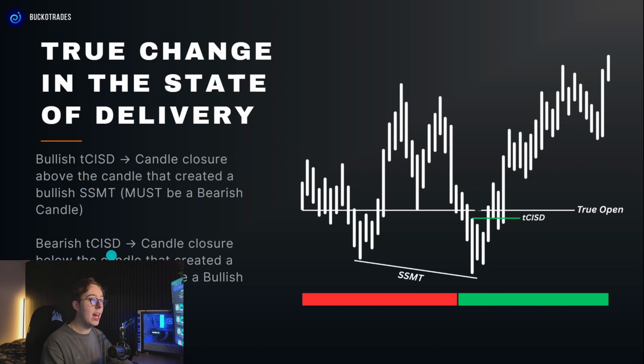And then in the case of a bearish tCISD, a candle closure below the candle that created a bearish sequential SMT, and that candle itself must be a bullish candle. So literally it's just the opposite, right? So bullish sequential SMT, the candle that created it has to be bearish. If it isn't, look to your left, look to the most recent candles, mark out the most recent bearish one. In a bearish case, the candle that creates sequential SMT has to be bullish. If it doesn't close bullish, look to your left, mark out the most recent bullish one. Always mark out the open of the tCISD candle, and then wait for price to close below it, okay?